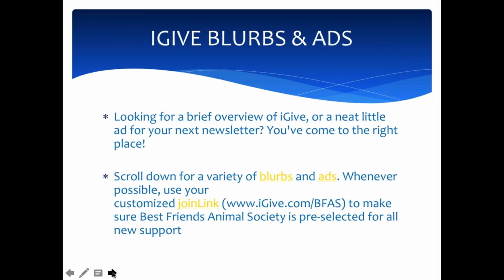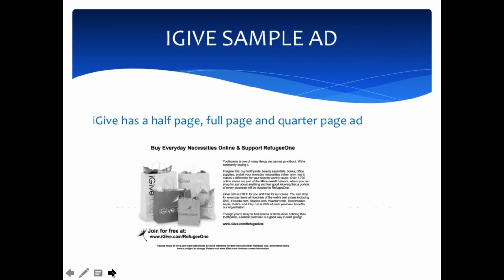So we talked about the banners and we talked about our flyers, but we also have blurbs and ads. If you're looking for a brief overview or a neat ad for your next newsletter, then you can literally come right here and click on it; we have a variety of blurbs and ads. Like I said, use your customized join link to make sure that your cause is pre-selected for all this new support. I'm just showing a sample ad. We have a half-page ad, a full-page ad, and quarter-page ads. I'm showing a half-page ad right here for Refugee One.